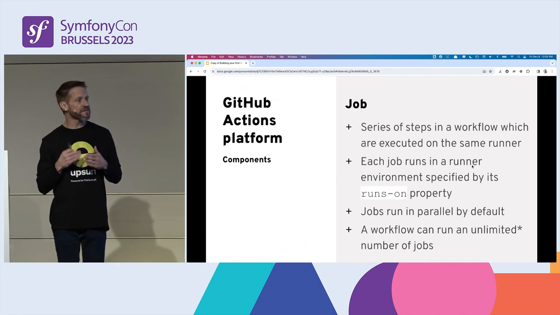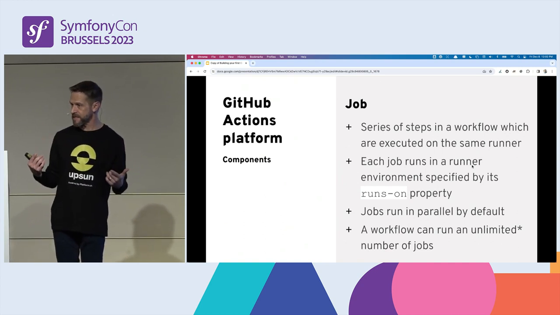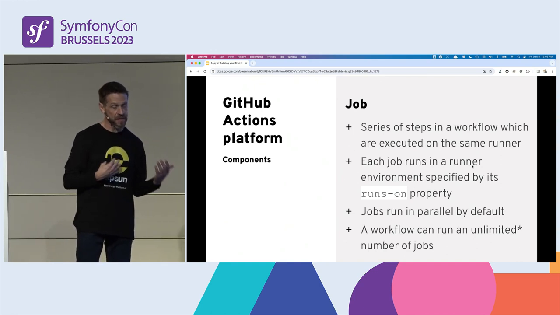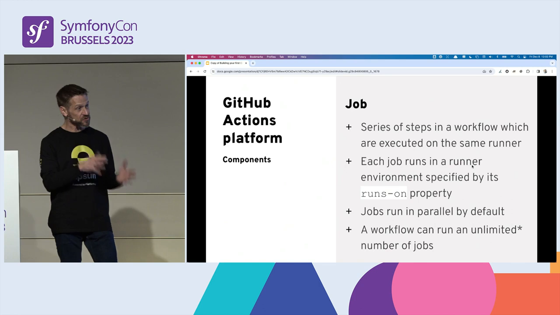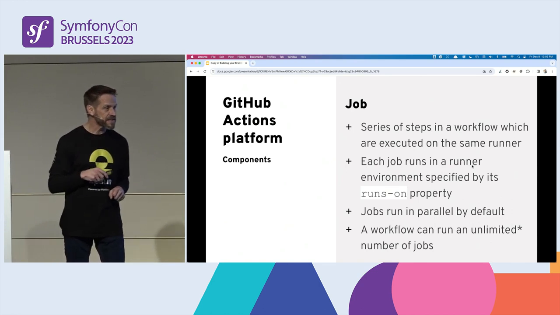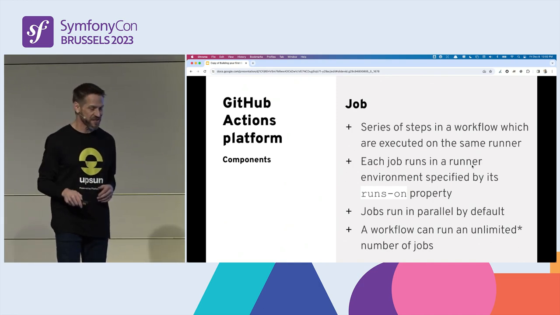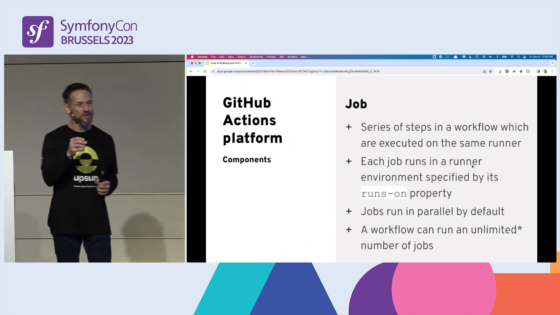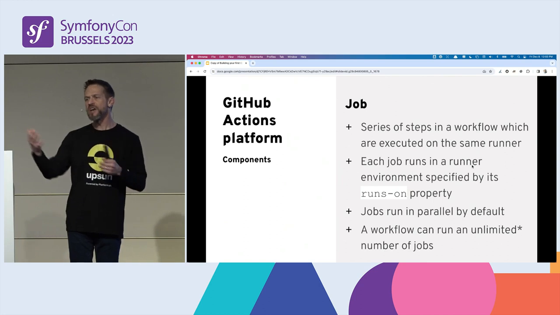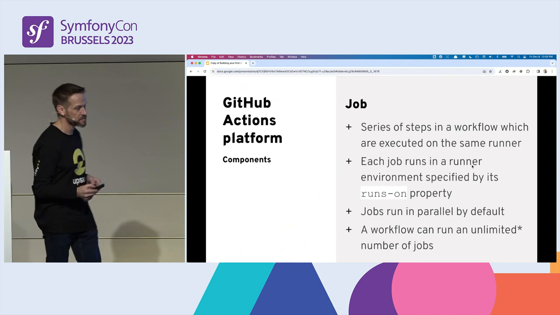Now, jobs by default inside of your workflow are going to run in parallel. They're all going to run at the exact same time. If we need to, we can define dependencies between those jobs, but it's important to remember that by default, until you set up that dependency, they're all going to kick off at the exact same time. Now, technically, a workflow can have an unlimited number of jobs. There is an asterisk next to that unlimited because there are limits on how long a job can run and how many jobs you can run in parallel. So with those limitations, you might not be able to truly have an unlimited number.